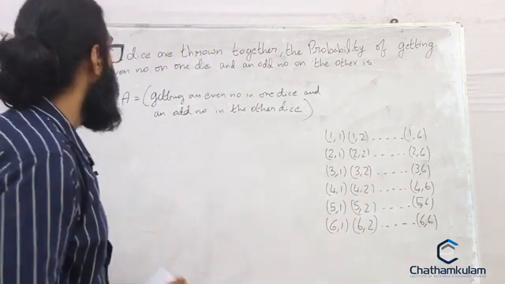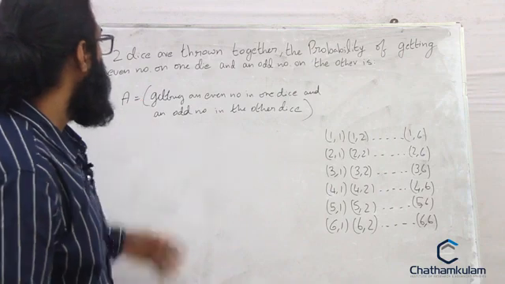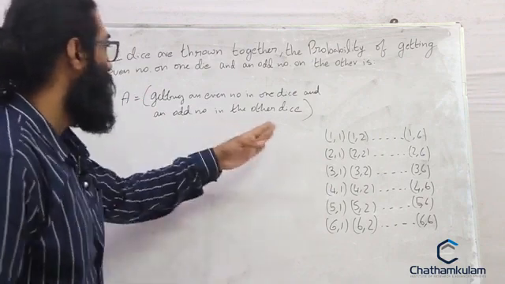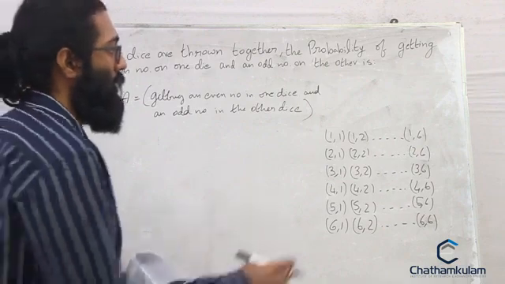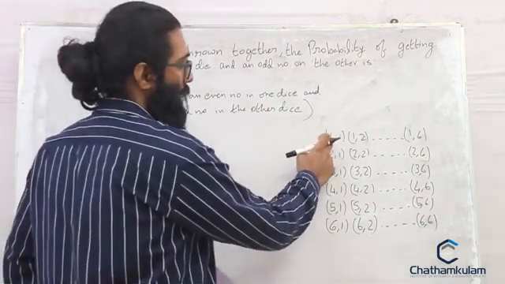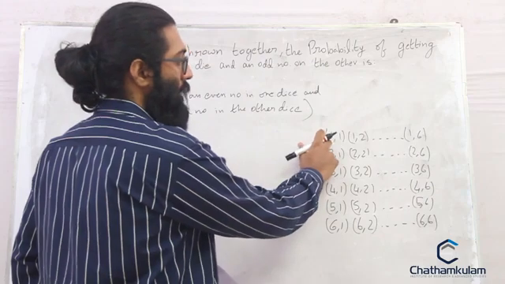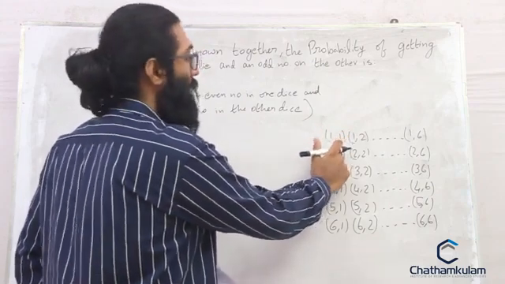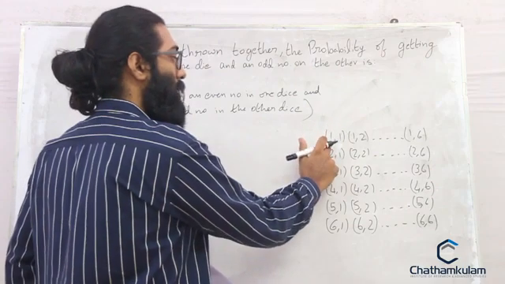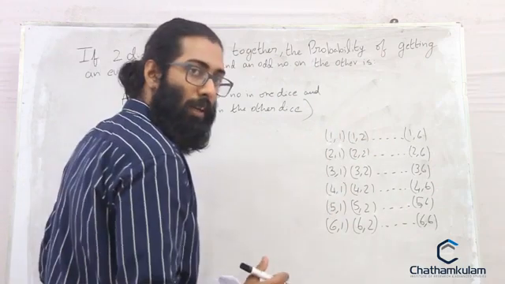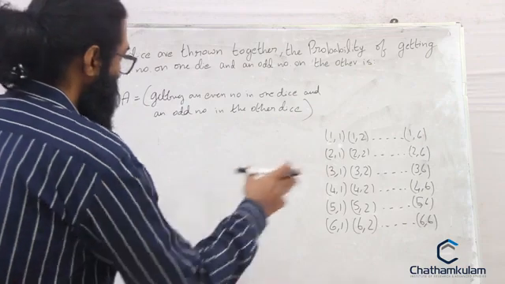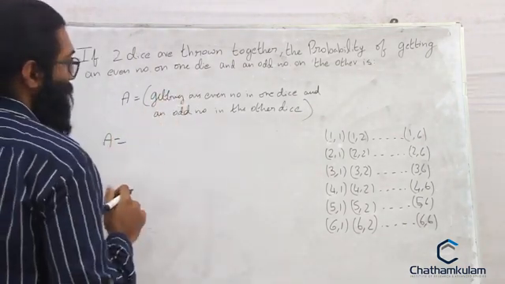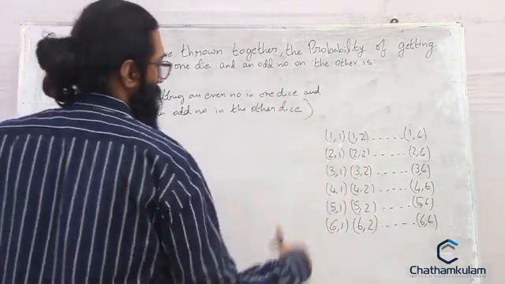But in the question what's given is we have to find the probability of getting an even number in one dice and an odd number in the other dice, right. So the thing is, if one of the numbers in the dice is an odd number, the other one should be an even number. If one of the numbers is an even number, then the other one should be an odd number, right. So we'll just list out the even number and odd number in this total outcomes.